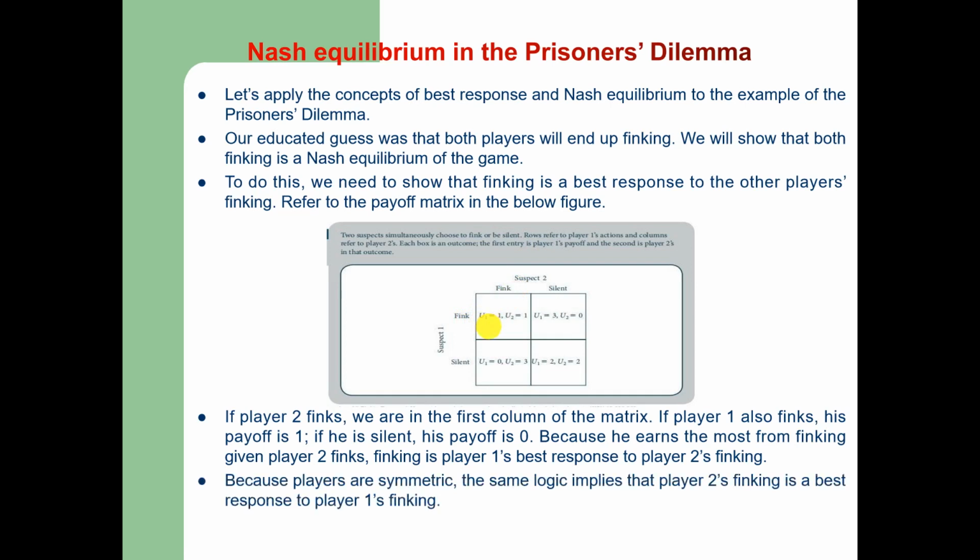Because players are symmetric, the same logic also implies that player 2's thinking is a best response to player 1's thinking. So it means that if both think, then both of them have best responses to each other's. Therefore, both thinking or both confessing is a Nash equilibrium. So this is a Nash equilibrium.